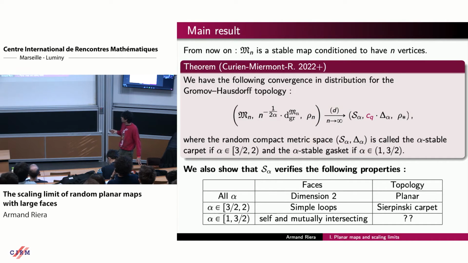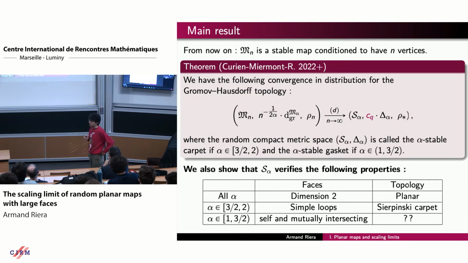So for example, for all alpha, the faces appear at the limit. So the large faces converge to large faces in the continuous. So you no longer have the topology of the sphere. But we have that all the faces have Hausdorff dimension 2. And that's good news if you want, I don't know, to fill the faces with Brownian disks or to glue them together. So boundaries are a good thing to have.